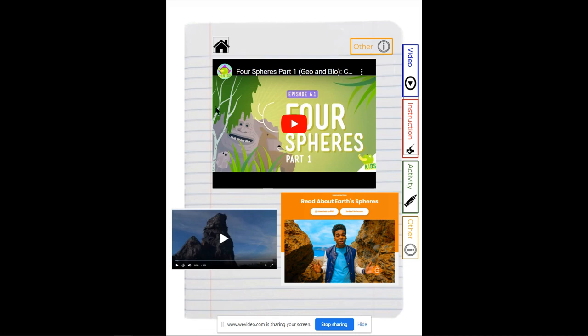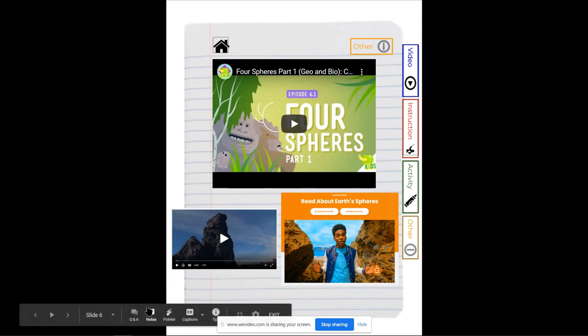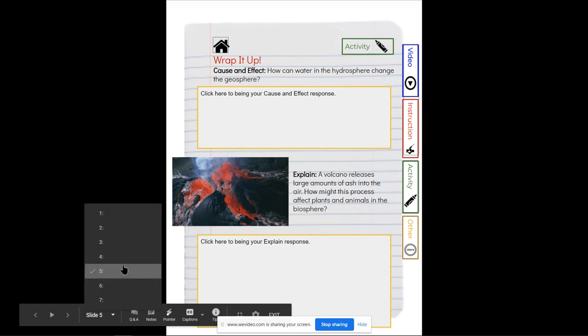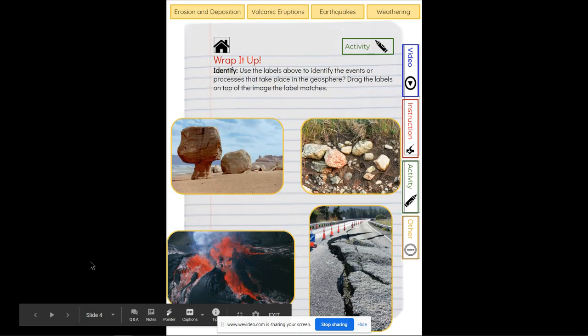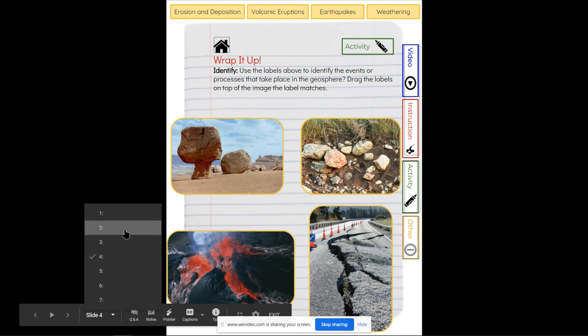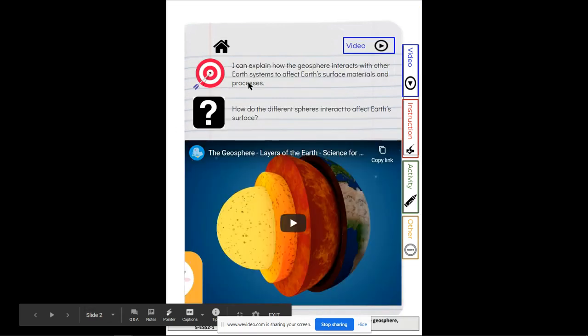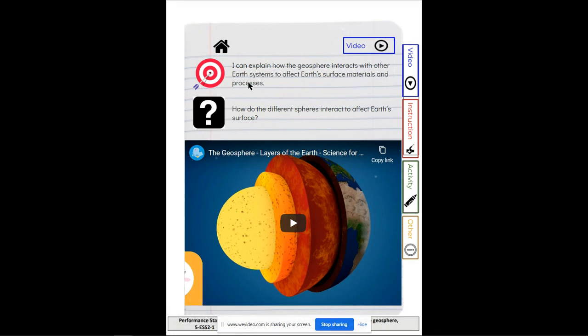And then, of course, our Crash Course Kids video gives us the background information we need to understand the four spheres of the Earth. So again, for your activities, you have to be able to understand some cause and effect relationships and explain. You need to be able to identify. And of course, your goal is that you can explain how the geosphere interacts with the other Earth spheres, and you can identify what the geosphere is.